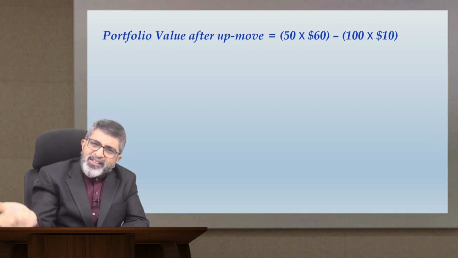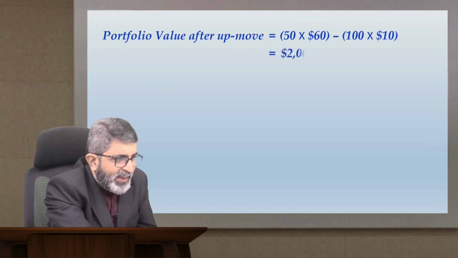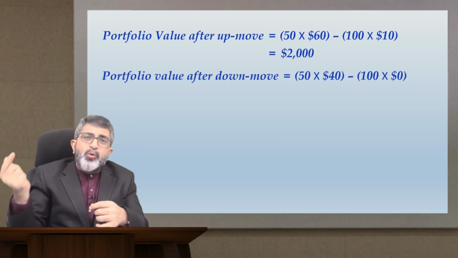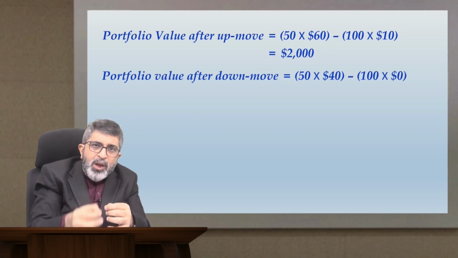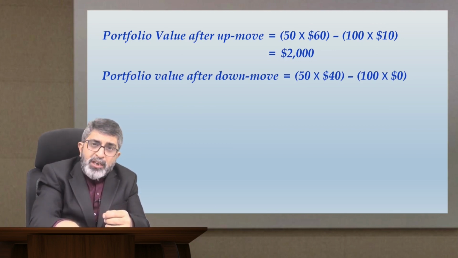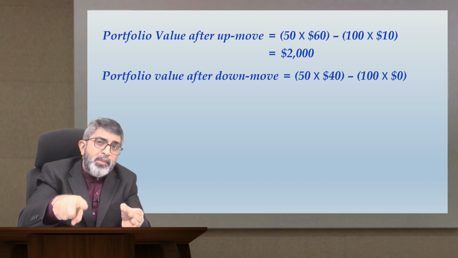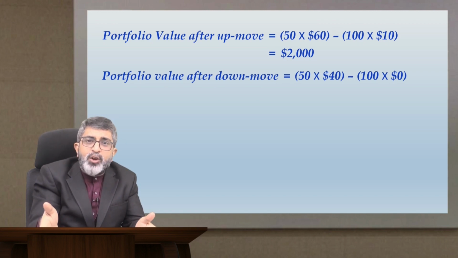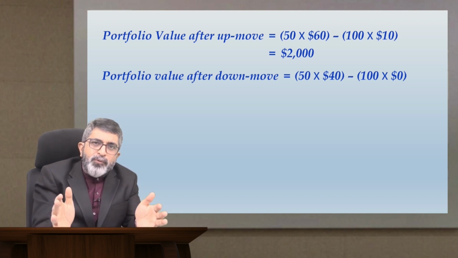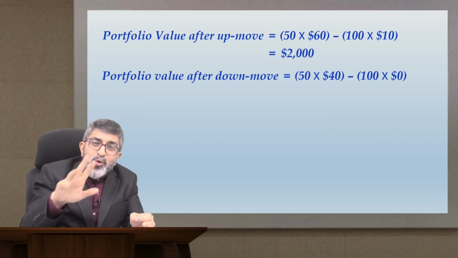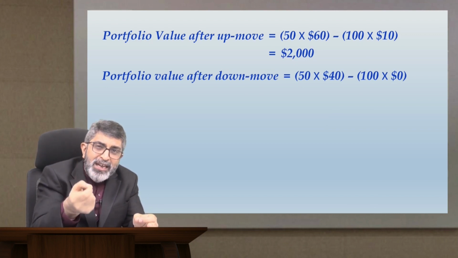Correct? The same thing will happen when it is the other way. That is, when the price moves down. When the price moves down, each share is quoted in the market at $40. That is LPP, the lower probable price. Correct? But you have 50 shares, each priced at $40. Total value of your portfolio becomes $2,000. And this time nobody is going to take away a single penny out of that.